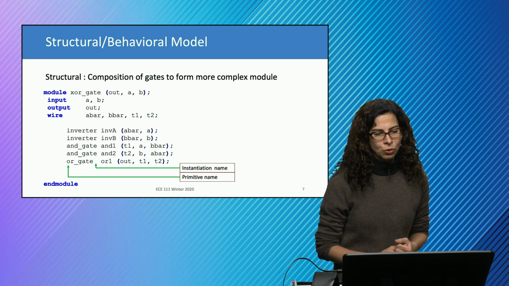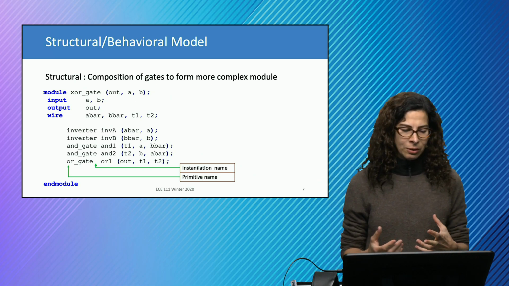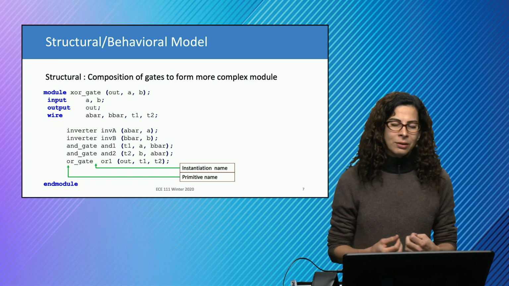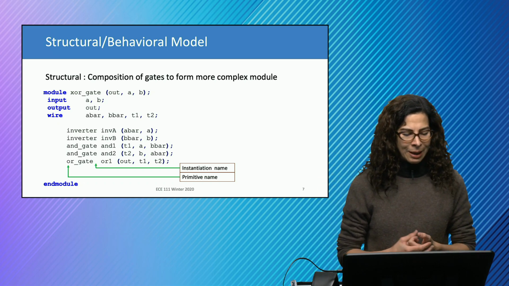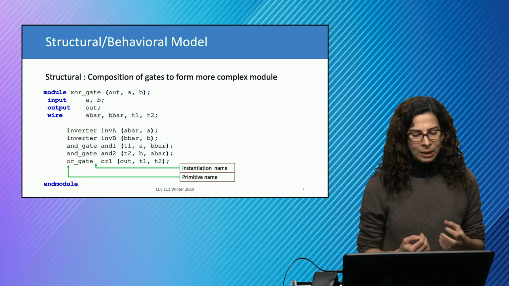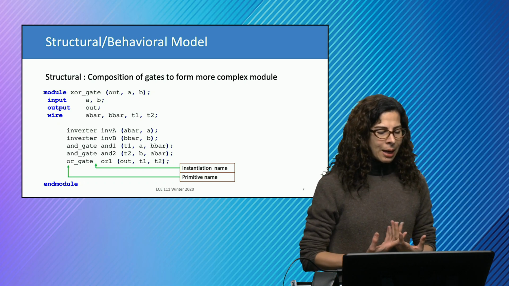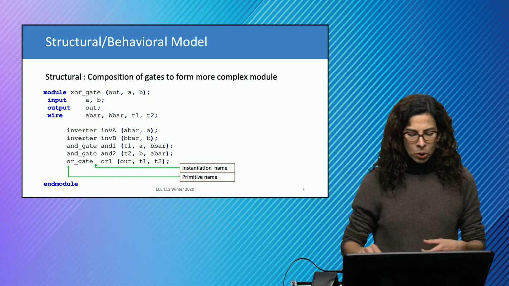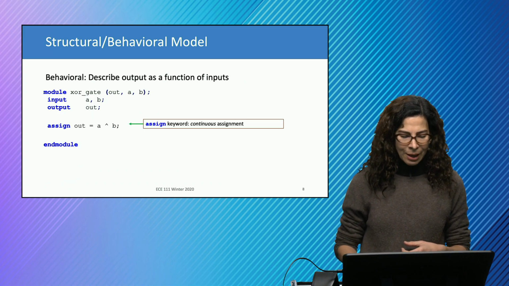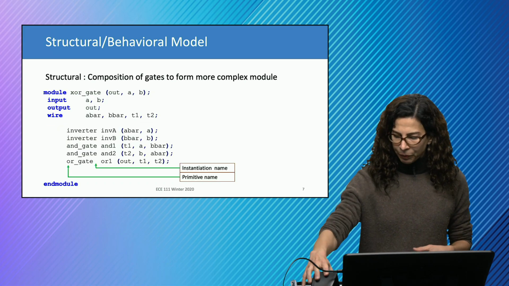Let's go through a structural design. In this particular case, this is only at gate level, for example purposes. Here we're designing an XOR gate with inputs A and B, output out. But then what we want to do is specify this gate by gate.